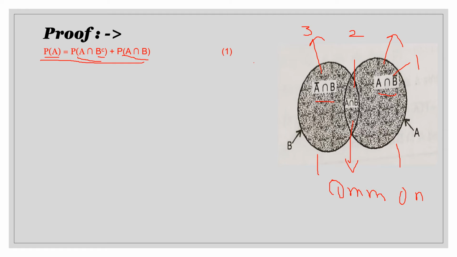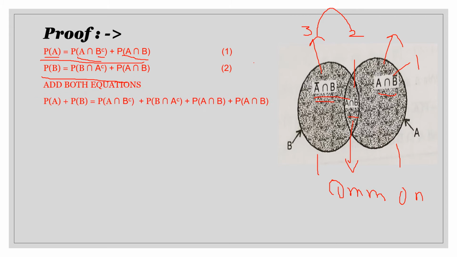Now we will write equation number two. Equation two is formed from regions two and three. When we club two and three, we get the probability of B. What is the probability of B? It is B intersection A complement, or A bar, plus the probability of A intersection B. Here A complement denotes A bar: this portion plus this portion. Now we have two equations.